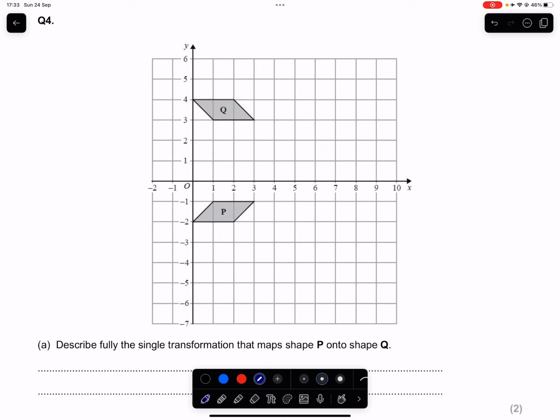Question 4, Part A. Describe fully the single transformation that maps this shape P onto this shape Q. Well, the shapes are not the same looking, so we don't have translation. It has not been enlarged in any way, so we can rule that out. And if we were to take one of these shapes, say P, and rotate it, we will never get it looking like Q, which means that it's not a rotation. So that means that we must have a reflection.